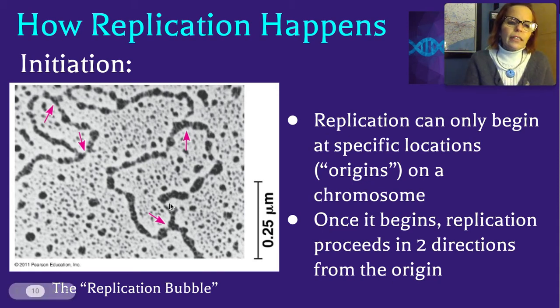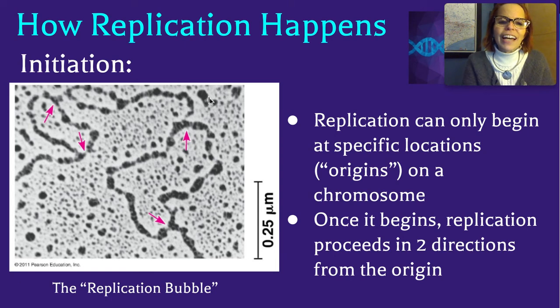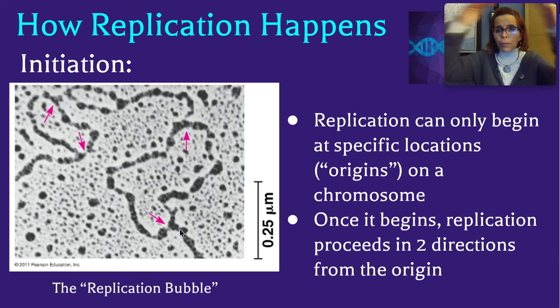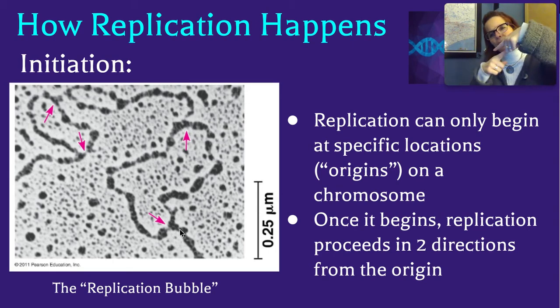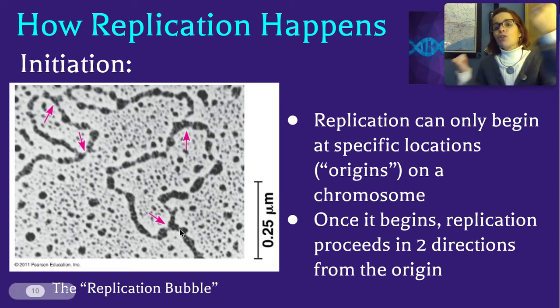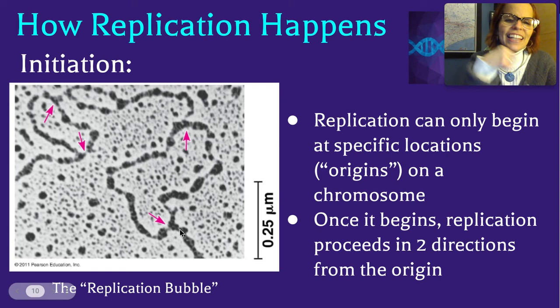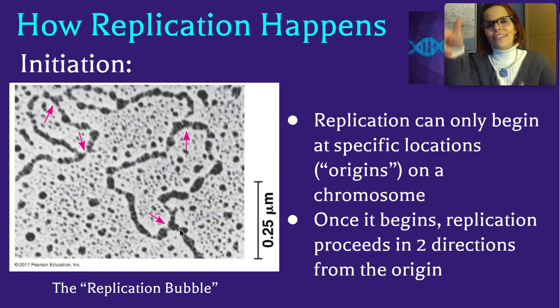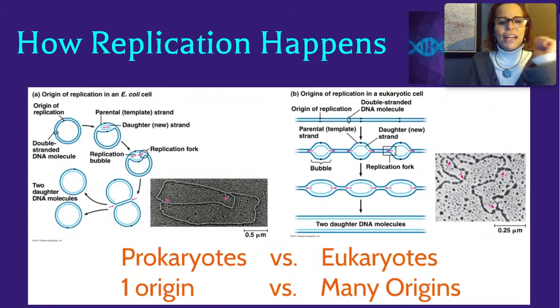So take a look at this squiggly noodle of a line. That's the DNA. And notice there's like a bubble, and that's because the DNA is being copied and it's moving in two different directions. This image will make more sense in just a second. So it goes in two directions at the same time.